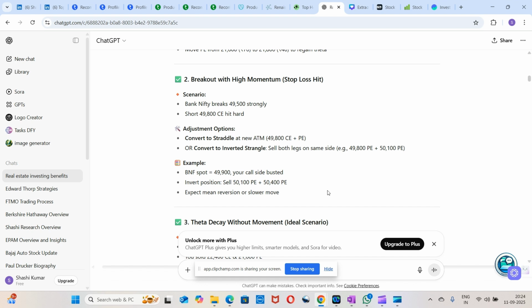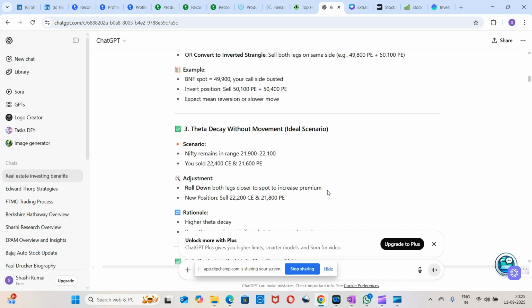Okay, you could do that, or you could again be non-directional and shift the center to where whichever leg has been broken. Example is BNF spot is 49,900, your call side is busted, so 49,800 CE is busted. You would invert the position, so you can sell 5,100 P or 5,400 P, or you could sell 49,800 P and 5,100 P. So you're taking a directional view. Since it broke your call, you're assuming that the market is bullish and it will be bullish, and you're doubling down on that view. Or you could expect a mean reversion and a slower move, and you can take a straddle also with the new 49,800 C and P.